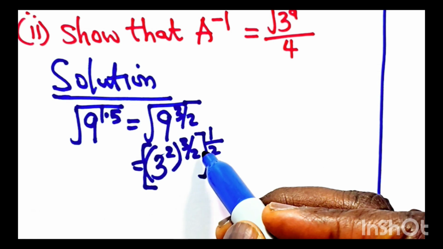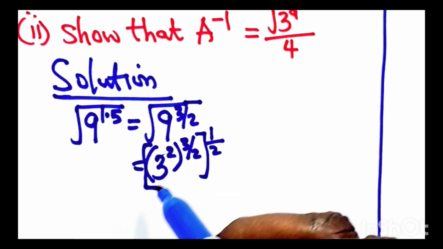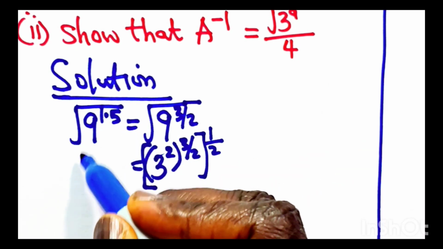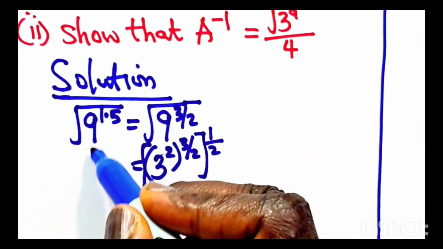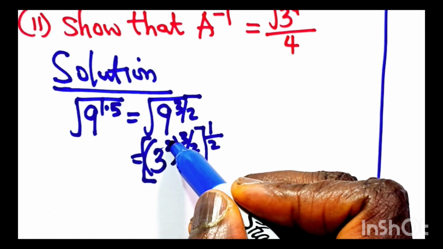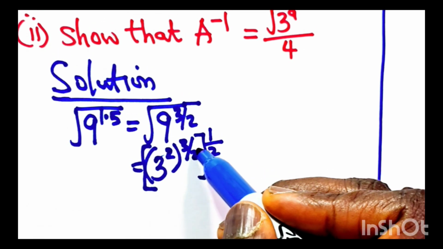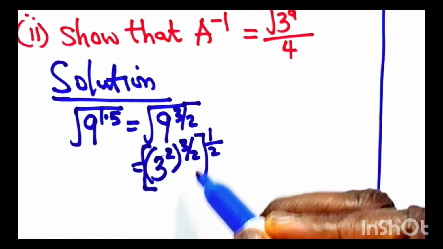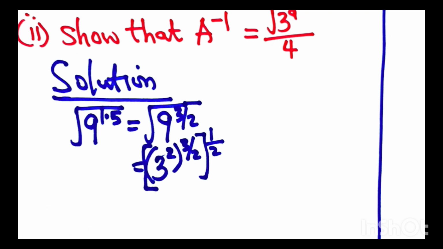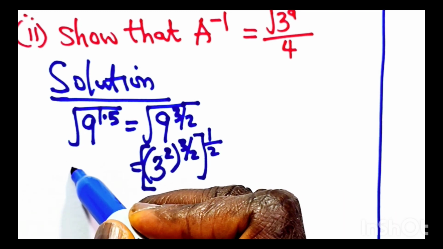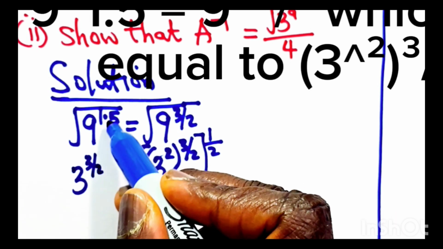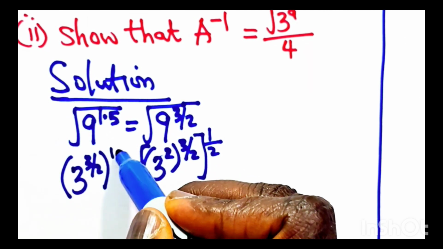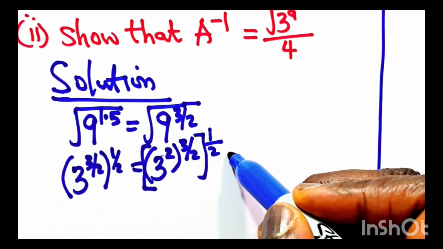And 3 raised to the power 3 over 2 is the same thing as this. Let's look at this one. This one also is going to give us 9 raised to the power 3 over 2. So if this cancels out, I'll still remain with 3 raised to the power 3 over 2, which is the same thing as this. How? This is going to give 3 over 2, and everything in here is multiplied by 1 over 2. Anyways, we continue with that.